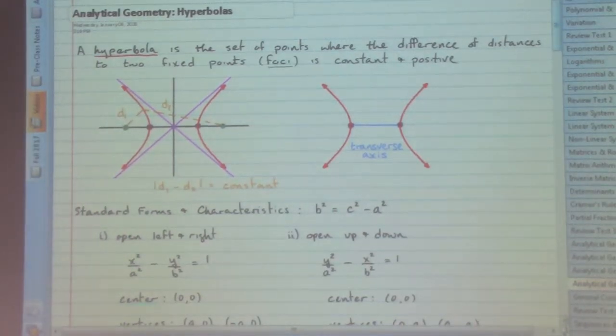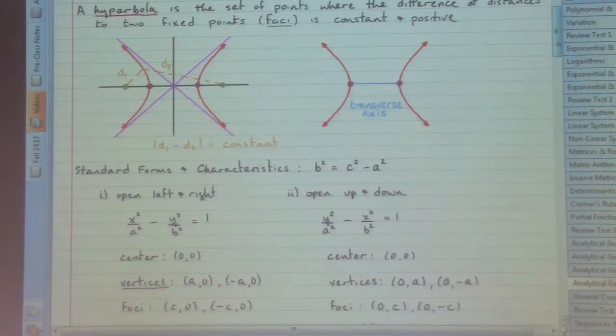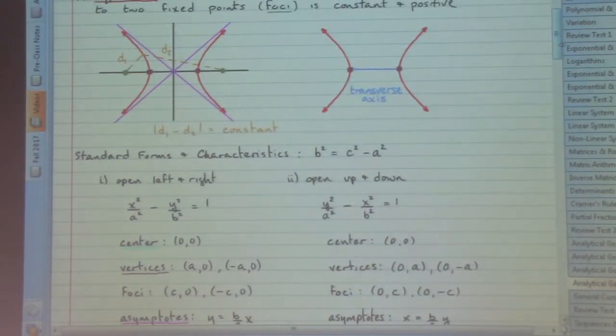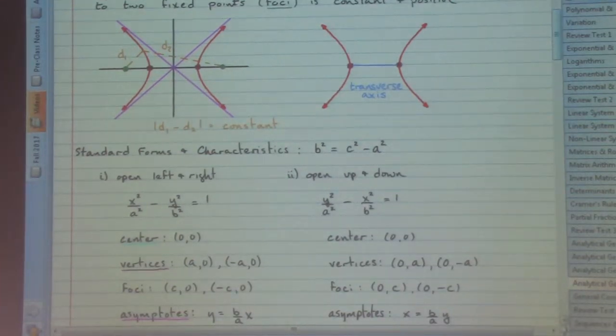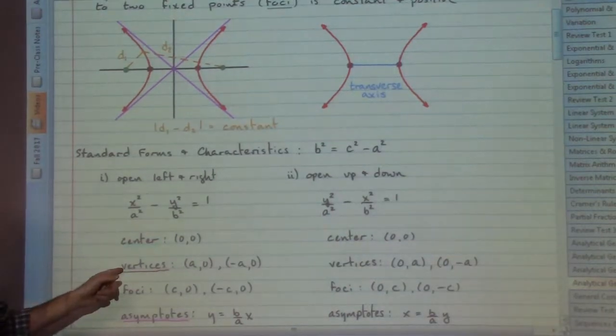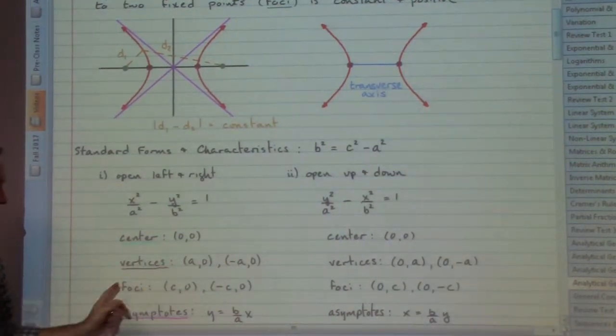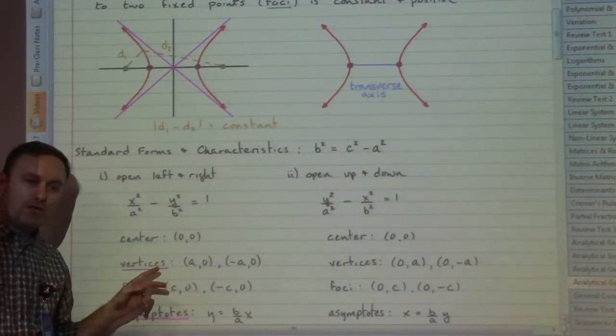We have a center, we have vertices, we have foci. Let's look at those. Bring up that continuing list here. So the center, still not tweaking that at all. The center, 0, 0. The vertices still use the A. The foci still use the C. So at least those things are the same.